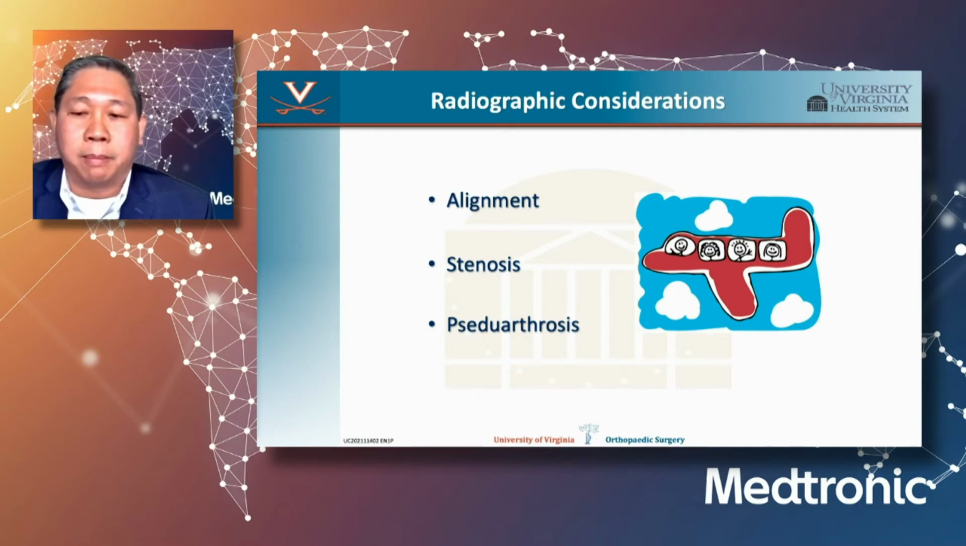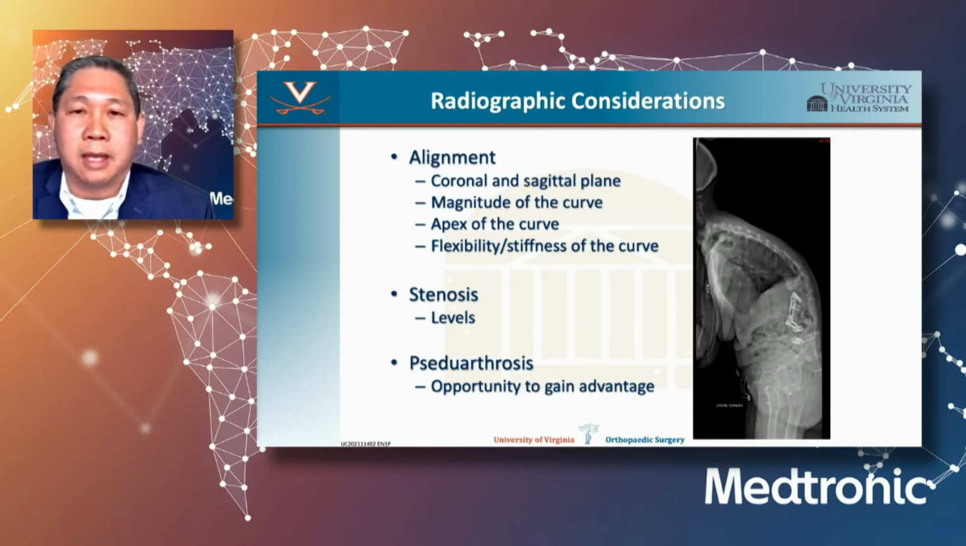And the things that I consider right off the bat are the alignment. And so if I talk about alignment, I'm really thinking about the coronal and sagittal plane alignment. I want to think about the magnitude of the curves, both in the coronal and sagittal plane, because one might be larger than the other, or they may only be one plane deformity, and where the apex of the curve is. And that's important as well, because the sagittal apex of the curve might be at the thoracolumbar junction, but the coronal plane apex might be lower or higher. So they may not be at the same point, and that might make you decide where you're going to address your osteotomies. And certainly flexibility and stiffness of the curve is important as well.